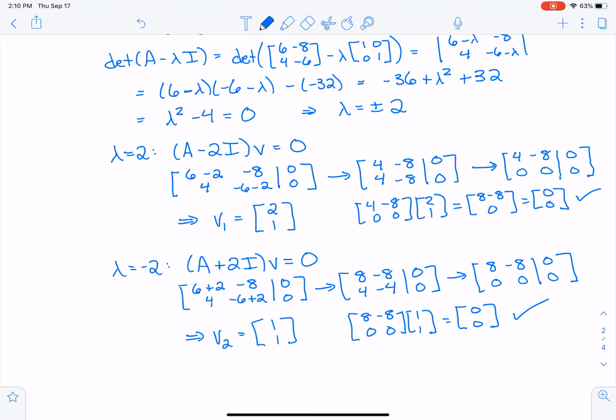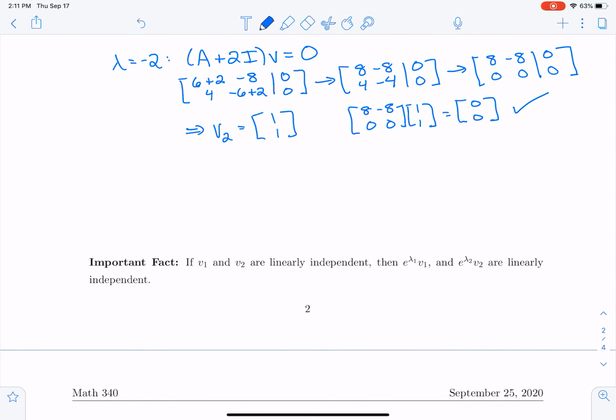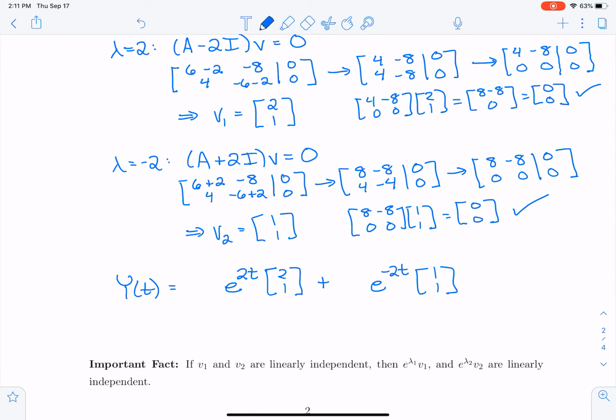Okay, so those are the eigenvalues 2 and negative 2 with corresponding eigenvectors 2, 1 and 1, 1. And so now what I've found is a fundamental set of solutions. I know I have two solutions here. The first solution is going to be e to the lambda t, or e to the 2t, times the vector 1, 1. And then the second solution is going to be e to the negative 2t times the vector 1, 1. You'll have to excuse me, the eigenvector for the first one was actually 2, 1. Okay, so corresponding to the eigenvalue 2 is the eigenvector 2, 1, and corresponding to the eigenvalue negative 2 is the eigenvector 1, 1. Okay, and those are two different solutions.